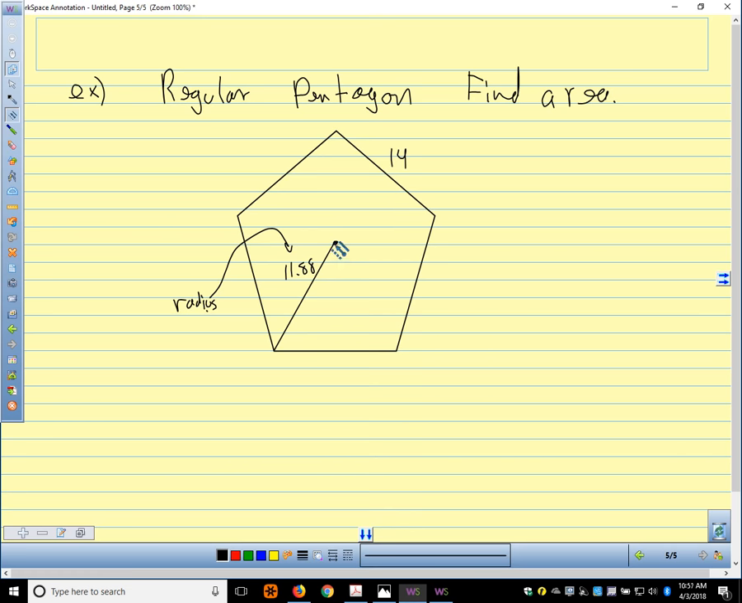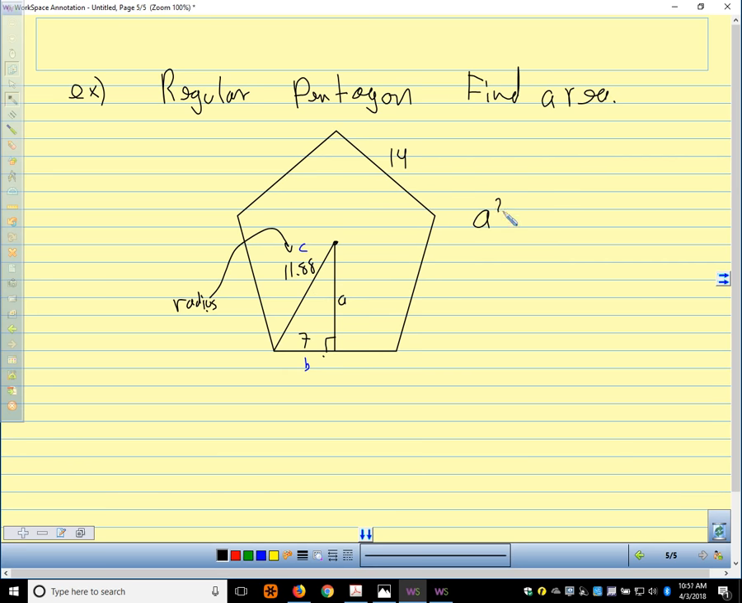Let's draw it in. There's the apothem. That makes a 90-degree angle. Well, what does the apothem do to this side? Cuts it in half. So this piece is 7. And what do we have here? We have a right triangle, and we have 2 sides. We need to figure out the third side, so we can use the Pythagorean theorem. I'll call this side A and this side C.